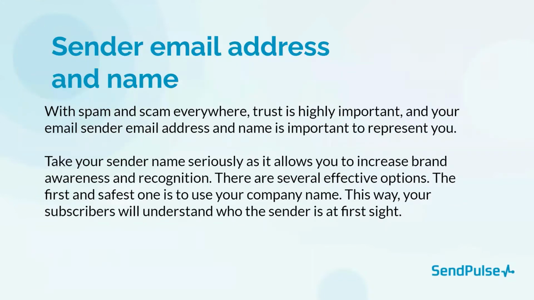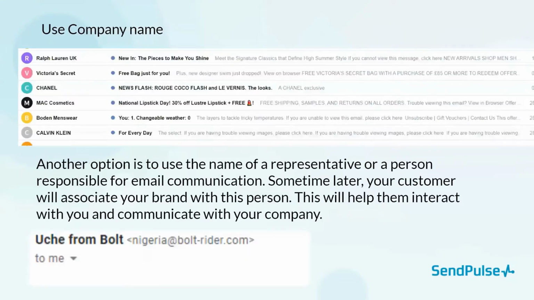So with spam and scam everywhere, trust is highly important, and your sender email address and name is important to represent you. Take your sender name seriously, as it allows you to increase brand awareness and recognition. There are several options available. The first and fastest one is to use your company name. This way, your subscribers will always understand who the sender is at first sight. So here are some examples. You can see Victoria's Secret. You know, okay, this is Victoria's Secret.